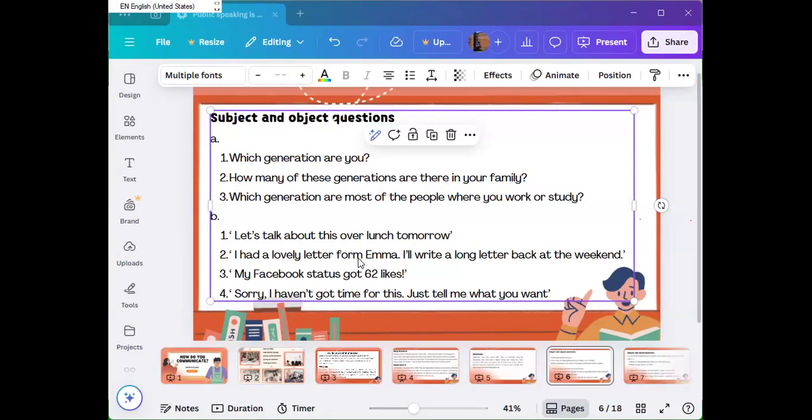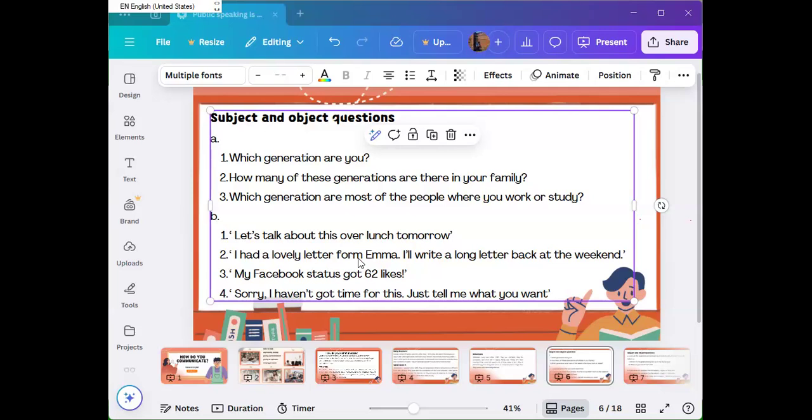Millennials? Maybe, yes. Millennial, it can be. What do you think on number 4? Sorry, I haven't got time for this. Just tell me what you want. Which generations? For number 4, Gen X, exactly. Yes, exactly, Gen X.